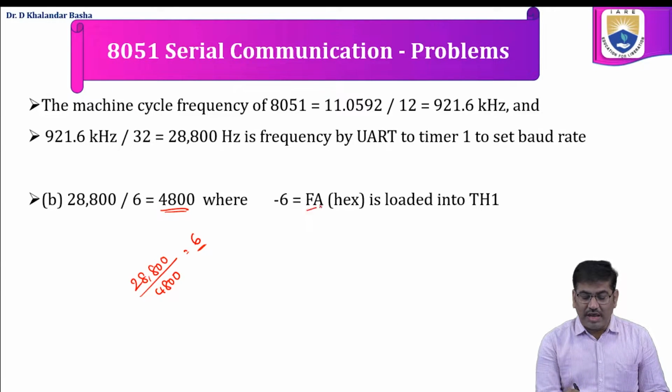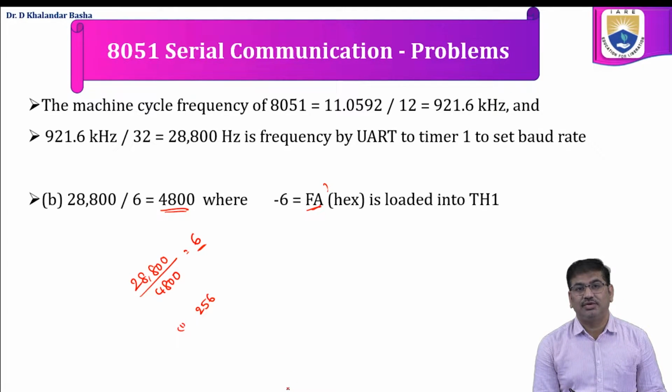So what is the count I have to load here? For that, there are many mechanisms. The first case is the total number of counts for 8-bit is 256 minus 6. These many clock pulses are required. So the value which we want to load into the TH1 register is 250 decimal. In hexadecimal, you can write it as FAH.